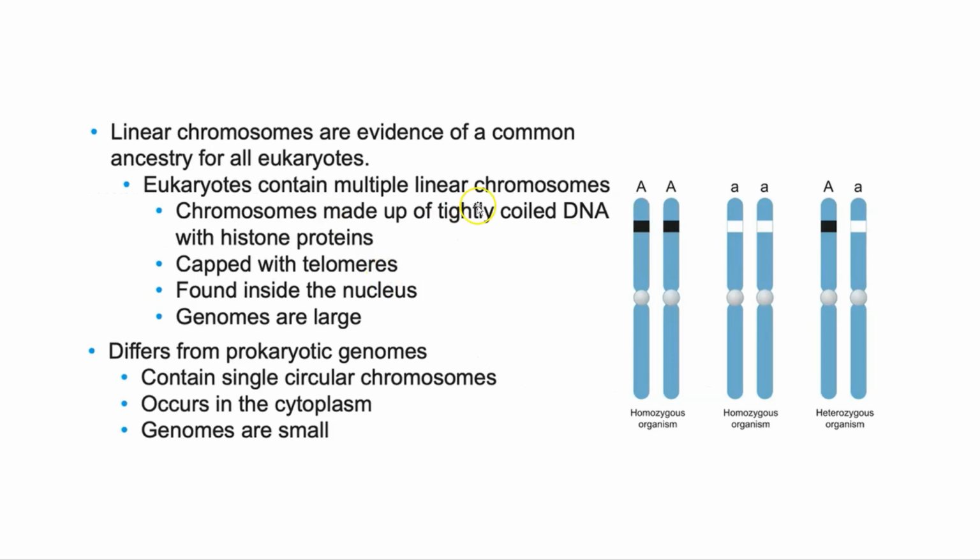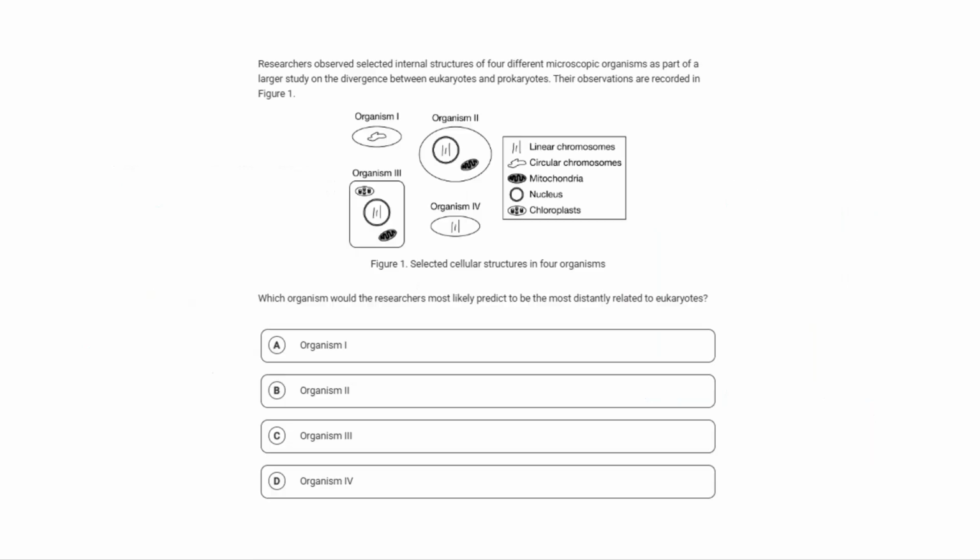Linear chromosomes, here's an example. Eukaryotes contain multiple linear chromosomes. So again, this is something we all have. Capped telomeres found inside the nucleus. Genomes are larger. Prokaryotic chromosomes are circular and occur in the cytoplasm. Genomes are smaller. Okay, so again, that's an example of evolution in eukaryotes.